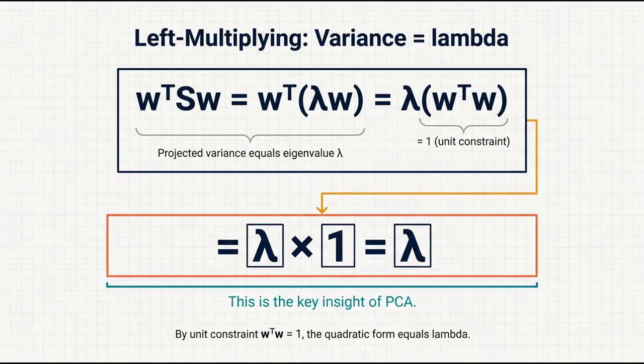We left multiply both sides of S times W equals lambda times W by W transposed. We get W transpose times S times W equals W transpose times the quantity lambda times W, which equals lambda times the quantity W transpose times W, which simplifies to lambda. The variance of the projected data along the direction W is exactly equal to the eigenvalue lambda.